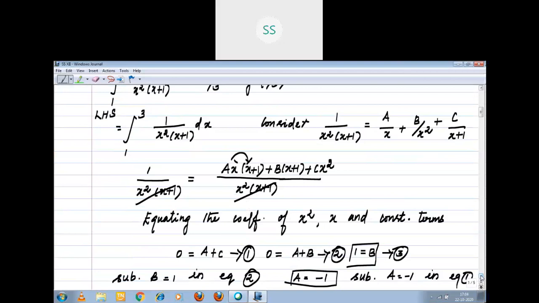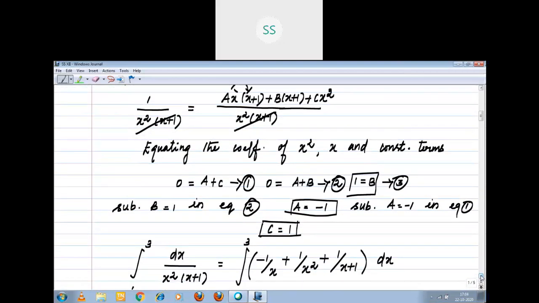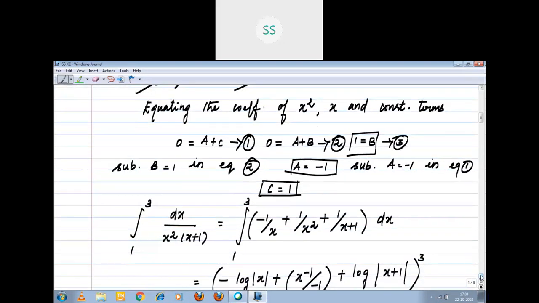Then the next line, equating the coefficient of x square, x and constant term, I have written. Coefficient of x square in the left side, none, so 0. In the right side, a plus c. The same way, coefficient of x is nil in the left side, I consider as 0, which equals the right side a plus b. Coefficient of constant equals 1, the right side b. That I have substituted in equations 1 and 2. I arrived at the results for a and c. Then we enter into the integral.